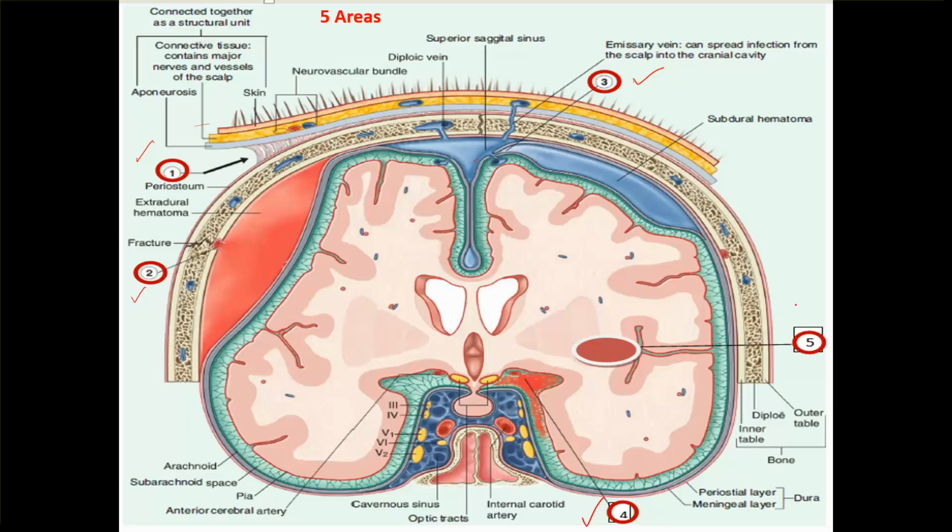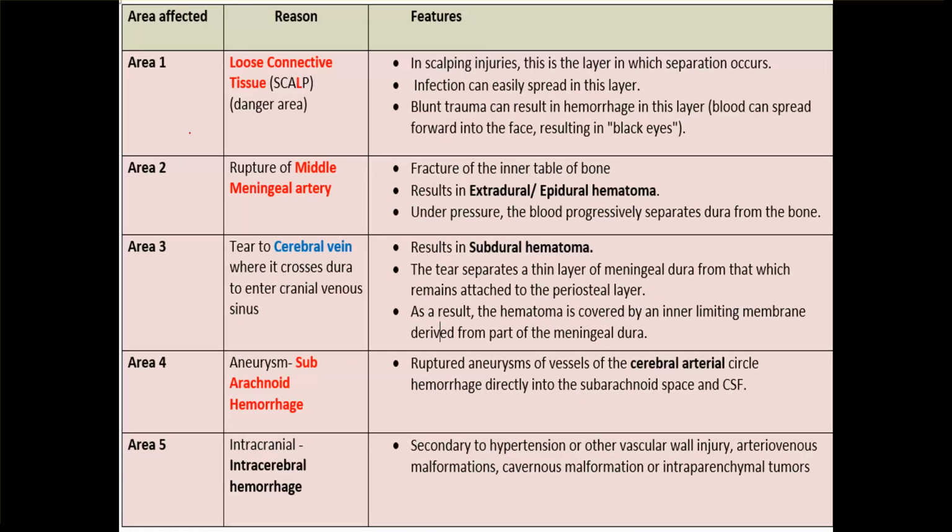And the fifth one is intracerebral. It is due to rupture of the blood vessels, and probably it is due to hypertensive changes, secondary to hypertension or vascular malformations. So here you can see the 5 areas which have been mentioned to you. I will also be giving you the link to this PDF if you would like to download it.